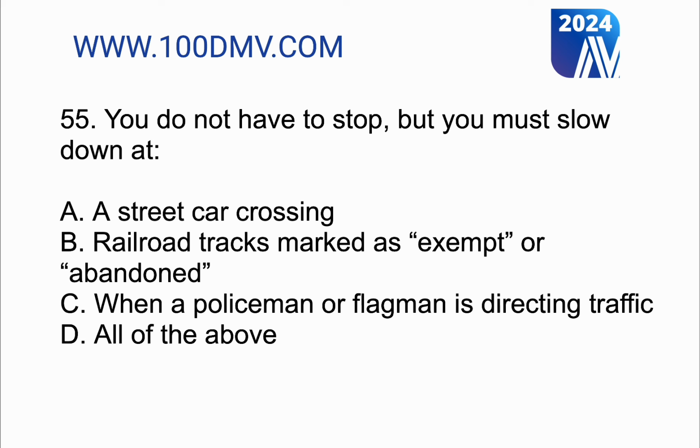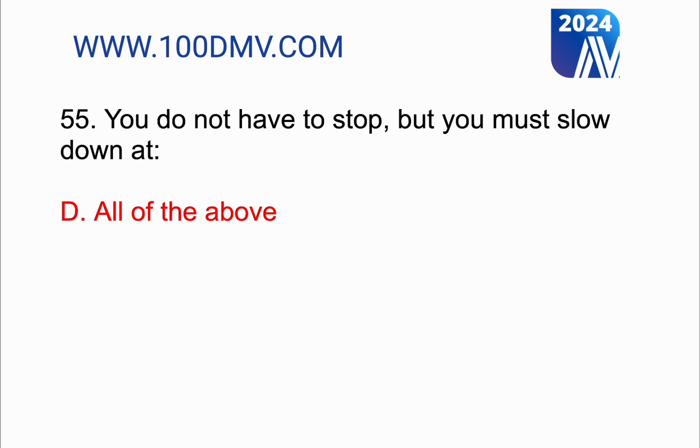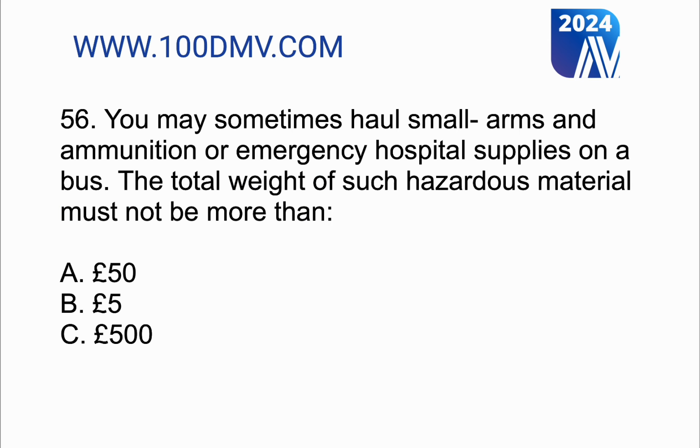55. You do not have to stop, but you must slow down at A. A streetcar crossing. B. Railroad tracks marked as exempt or abandoned. C. When a policeman or flagman is directing traffic. D. All of the above. The correct answer is D. All of the above.